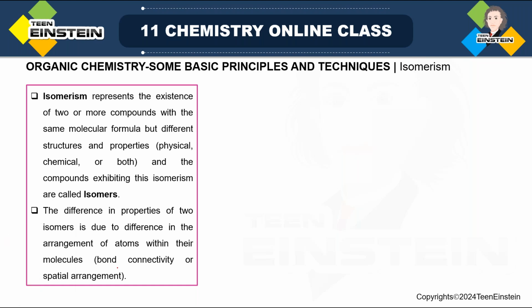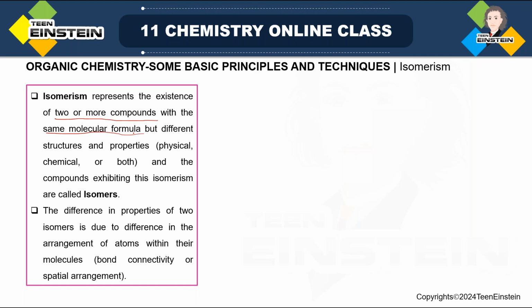Now, what is isomerism? Isomerism represents the existence of 2 or more compounds with the same molecular formula. So at least 2 compounds must be there if we want to use the term isomerism. And these 2 compounds are actually isomers of each other. They must have the same molecular formula.